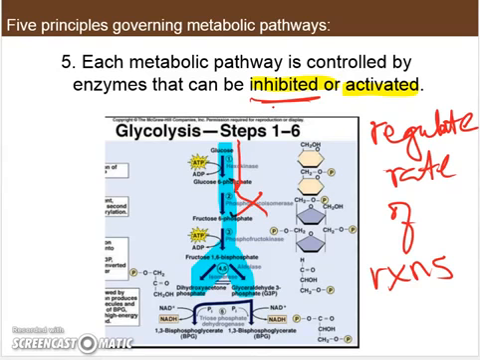Pick up in the section 6.1b video, and we'll talk all about ATP, coupled reactions, and how ATP actually provides energy.